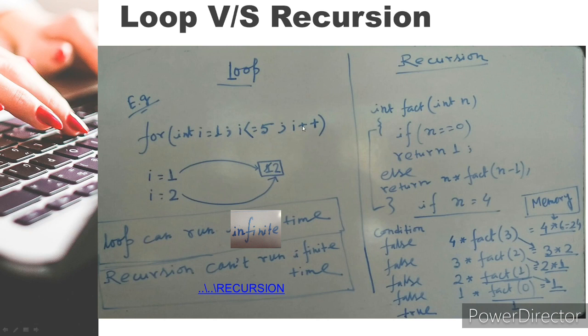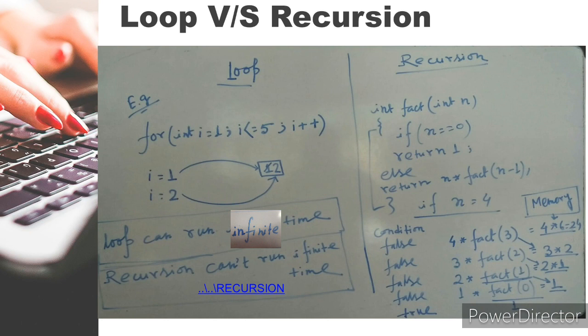When the value of I became 2, this 2 is assigned in this same box. So there is no use of this 1. That means 1 is not there; it's overwritten by 2. Then when the value of I is 3, the same memory location is used again, and again in the case of a loop. But in the case of recursion, what happened?